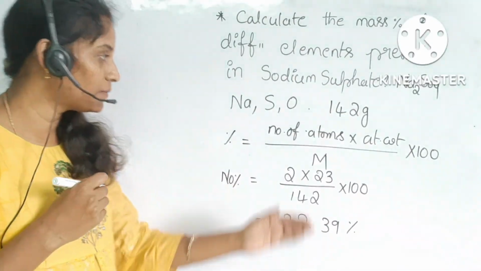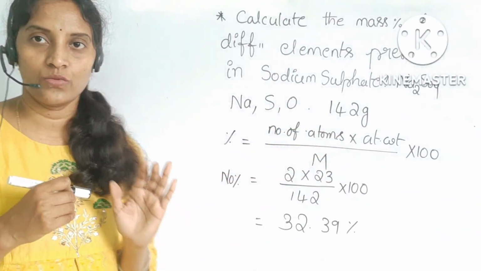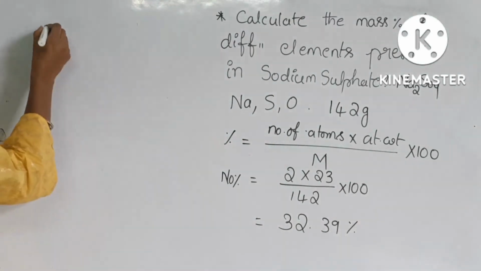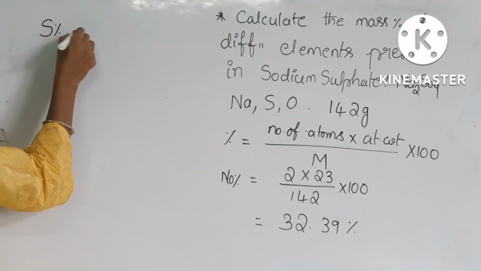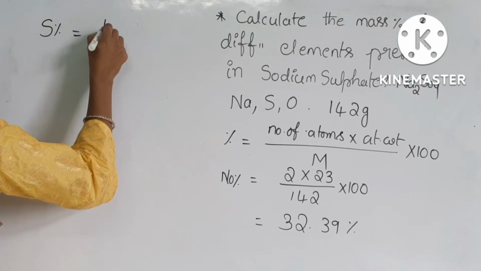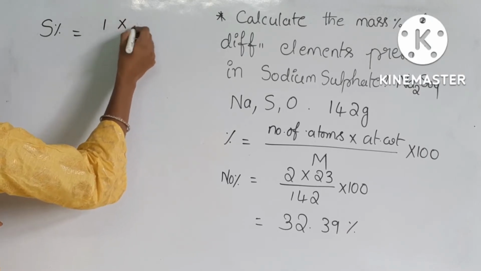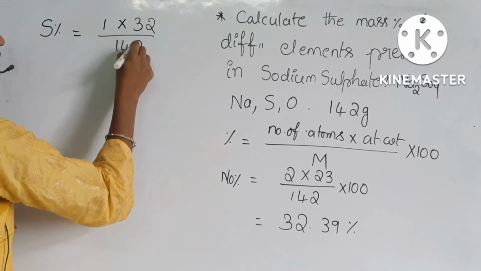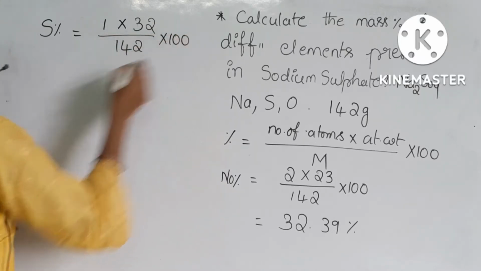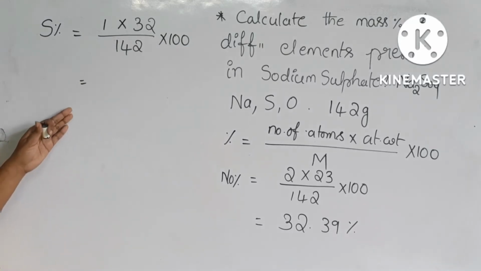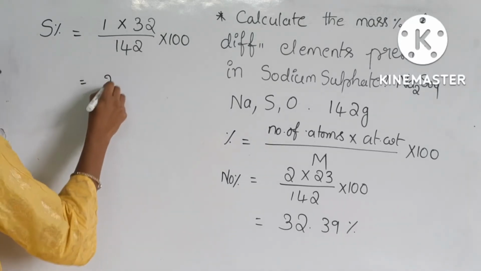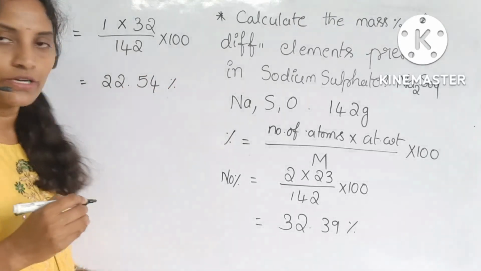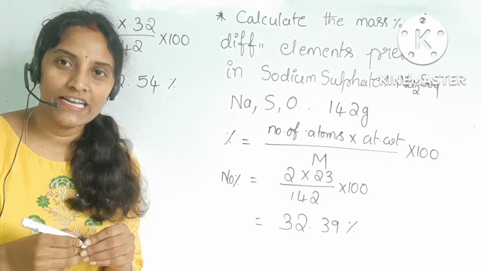Then you can come to sulfur. What is the mass percentage for sulfur? How many sulfur atoms are here? Only one sulfur atom. Its atomic mass is 32 upon 142 into 100. If you calculate this, you will get 22.54% of sulfur present in the Na2SO4.